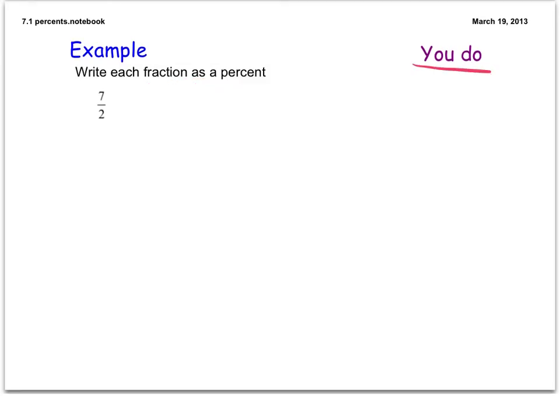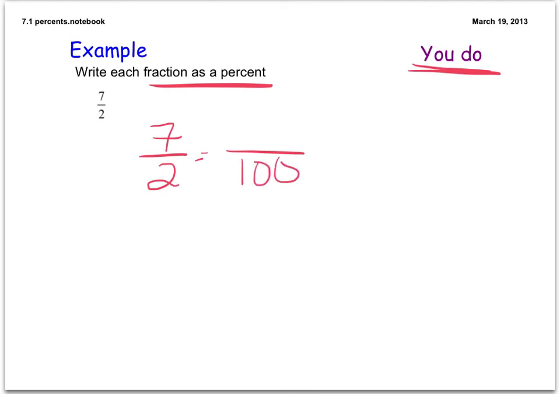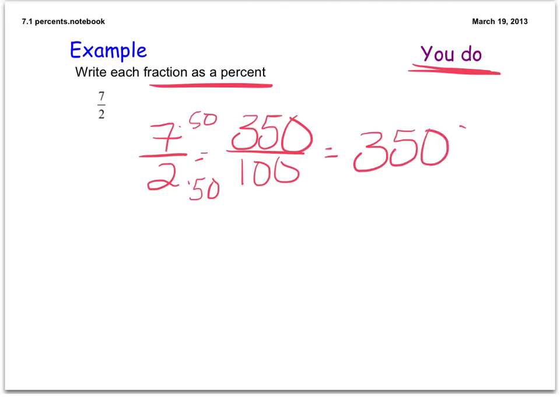All right, you do this one. Write a fraction as a percent. So we're going to write 7 over 2 equals something over 100. So what do you multiply by 2 to get to 100? Well, you have to multiply by 50. So we're going to multiply 50 on the top and bottom. So that is going to be 350 over 100, which is also 350%. Don't forget to write your fraction as a percent. That means it needs to have a percent sign.